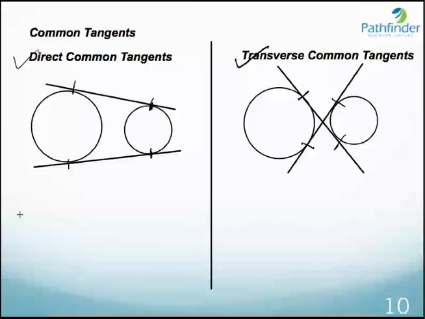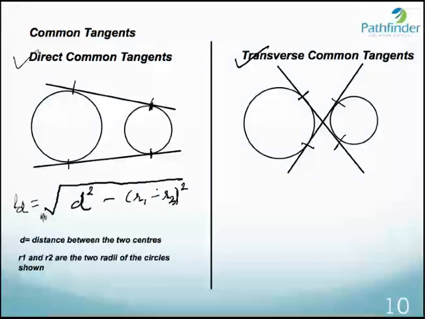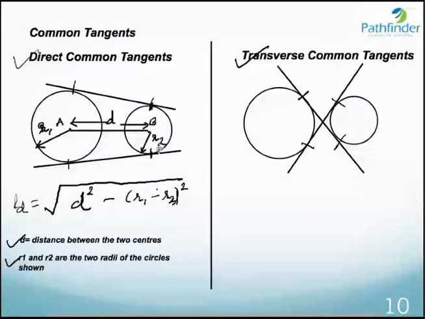For the direct common tangent, the length indicated by LD is equal to under root of d square minus r1 minus r2 whole square, where d is the distance between the two centers and r1 and r2 are the two radii of the circles. So the length of the direct common tangent is given by LD is equal to under root of d square minus r1 minus r2 whole square, where d is the distance between the two centers here and r1 and r2 are the two radii of the given circles.